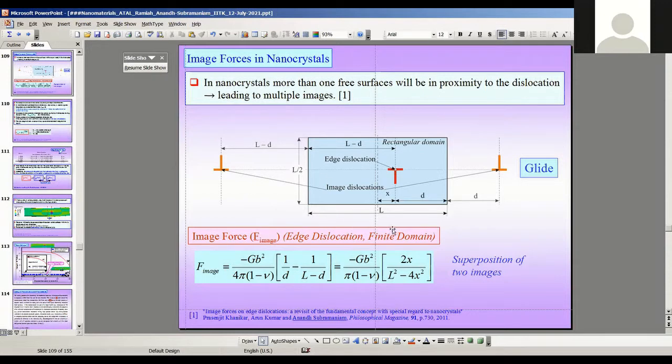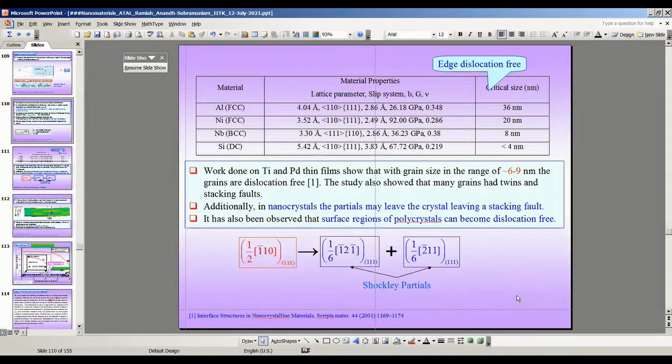But of course, the force itself is real, and this is called a configurational kind of force. It's not a point mass force, and this can lead to dislocation-free crystals because all the dislocations left the crystal. So, a very interesting effect in the case of nanoparticles. Many years back, we calculated that these sizes happen to be in the range of 8 nanometers to about 36 nanometers.